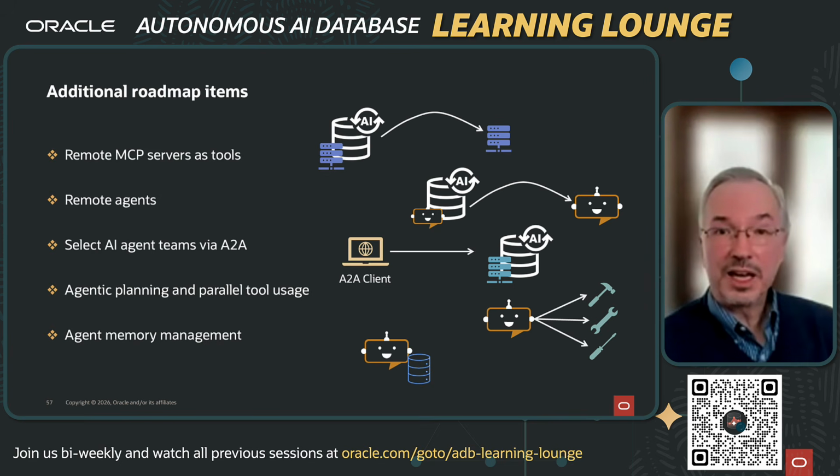Similarly, we'll be enabling Autonomous AI Database as an A2A server that exposes AI agent teams, similar to what we did for tools with the MCP server. We'll include support for dynamic agent planning and parallel tool usage, which builds on the supervisor agent enhancement. Parallel tools, of course, reduce the elapsed time for agents to complete their tasks. And a last item that I'll mention is agent memory management, which persists information across sessions. This enables stateless LLMs to access prior interactions, preferences, and context.